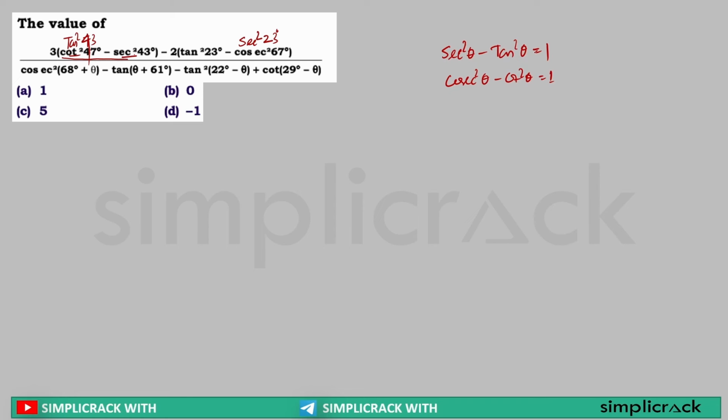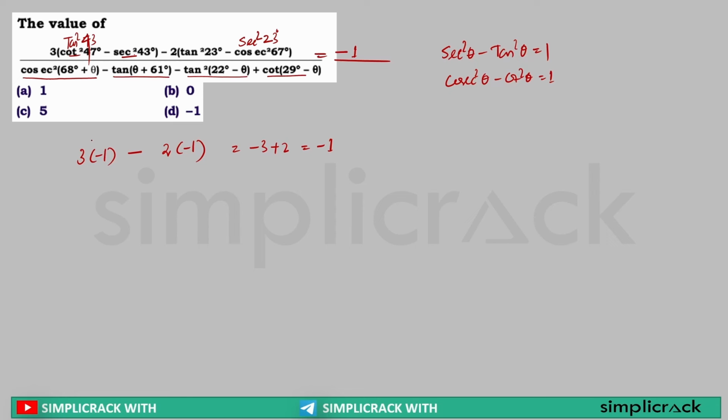Now sir, that means this whole part, tan square 43 minus sec square 43. Sec square theta minus tan square theta is equal to 1. So minus 1 is equal to tan square theta minus sec square theta. So this is 3 into minus 1 minus 2 into minus 1. Same case. So this can be written as minus 3 plus 2, which is equal to minus 1. So the upper part, numerator, is minus 1.